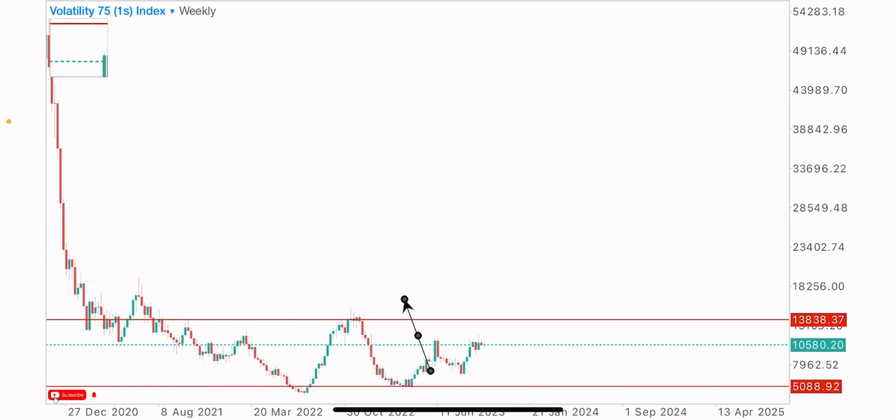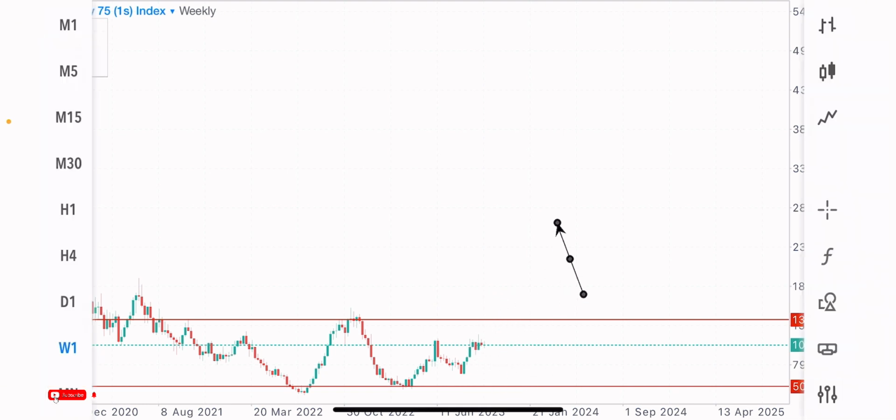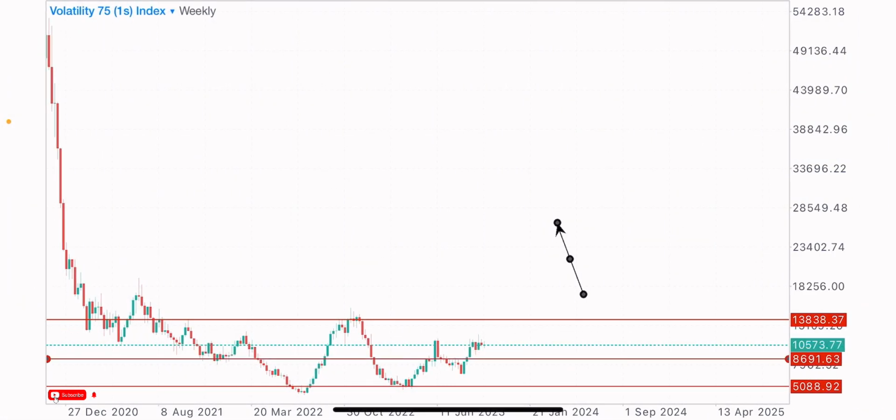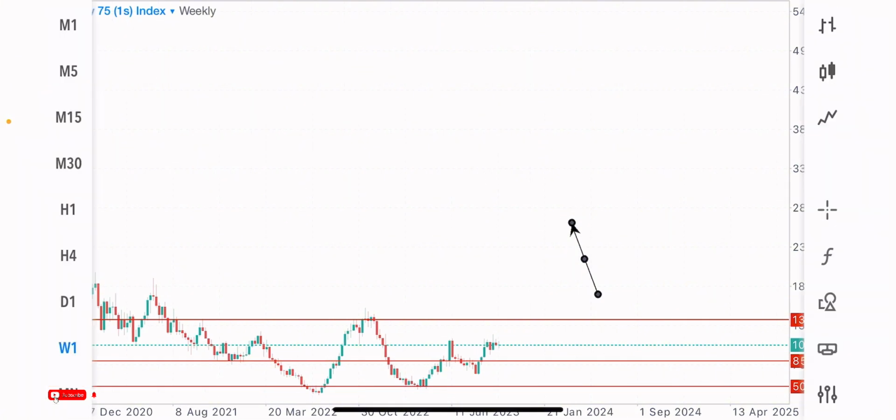So looking at this market formation, looking at this market structure at this point, there's a simple expectation, which is for price to push to the upside, right? For price to push to this level. So technically, we're looking at for buy opportunities on 75 1s index, and we have an intermediate level of support and resistance, a key level at this point. Basically, this can be seen clearly on a daily time frame.